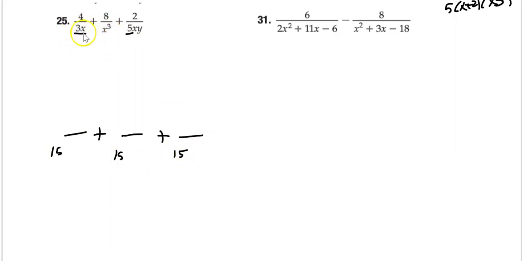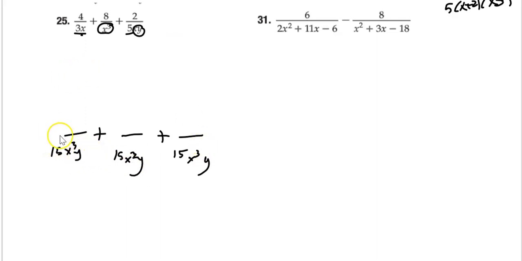And then you go to your variables. I have an x, and an x cubed. You take the biggest one. And then you need a y because they have a y right there. So that's my common denominator, if I could write it.